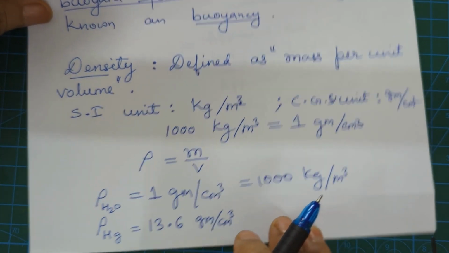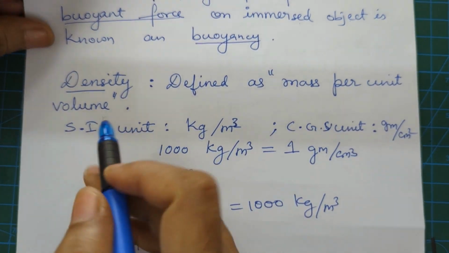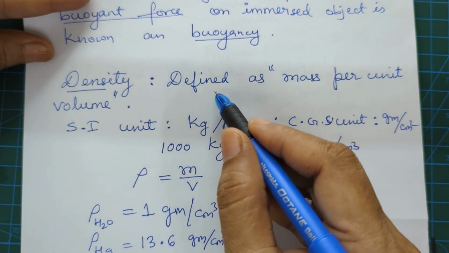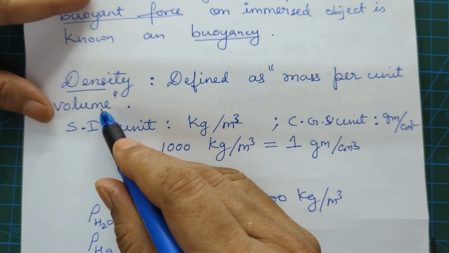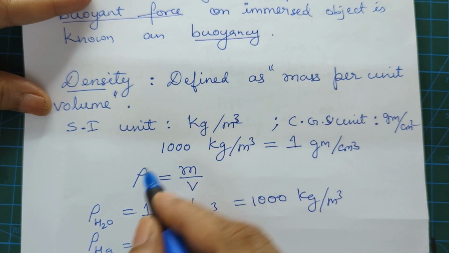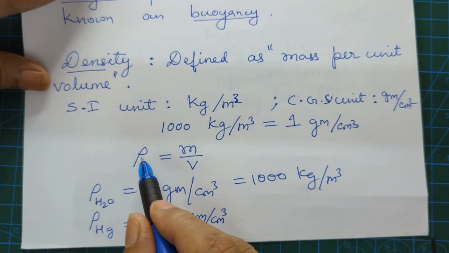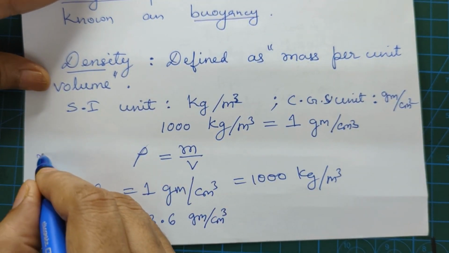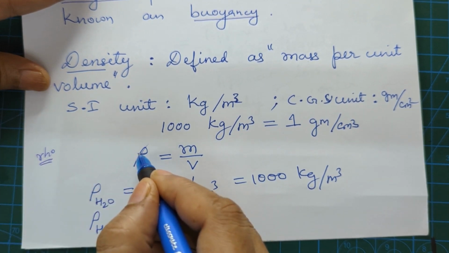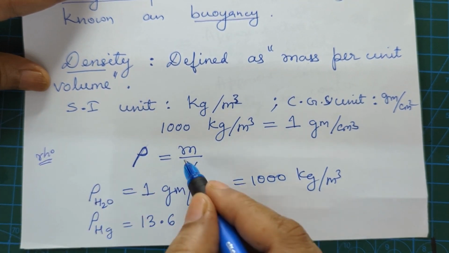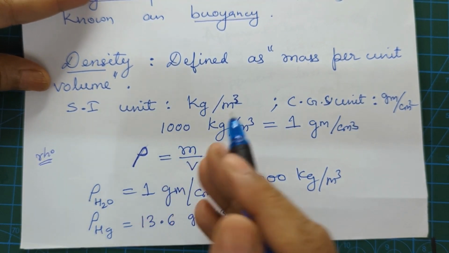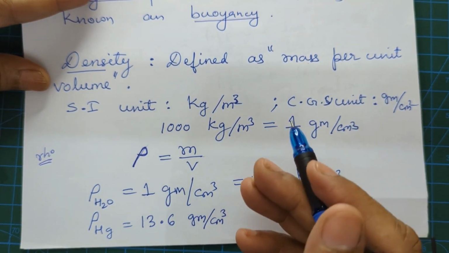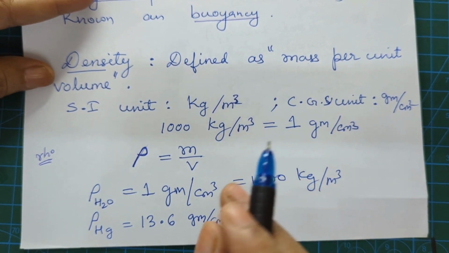Now we come to the topic of density. What is density? Density is defined as mass per unit volume of a substance. We show the mathematical expression for density as rho. This is rho, this is how we represent density. Density is the mass per unit volume of that fluid or substance. Every substance has its own density.